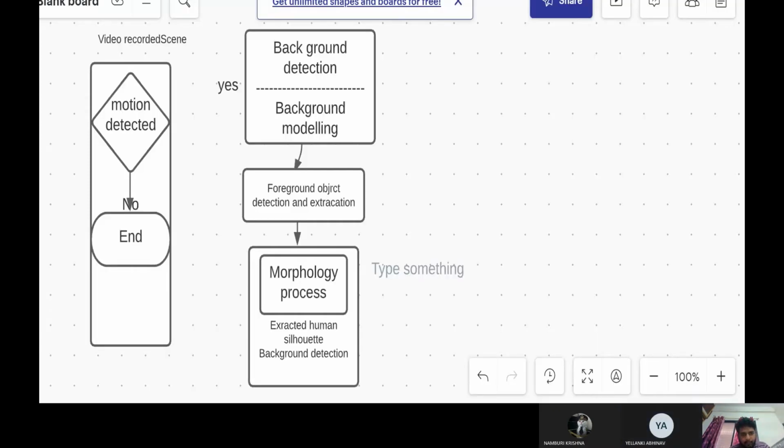I'll explain my project briefly by this flowchart. We take a video recorded scene. If we detect motion in it, then we proceed. If we do not detect any motion, then it will end. If we detect motion, then we do background modeling, and after that foreground object detection and extraction. After that the morphology process takes place, and the human silhouette is extracted by this process, the background is detected, and the process is completed.